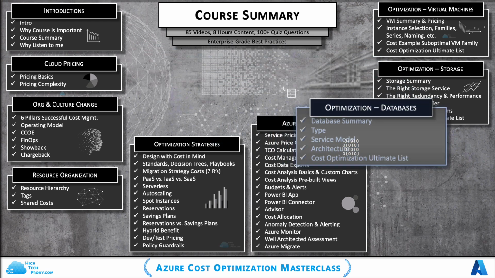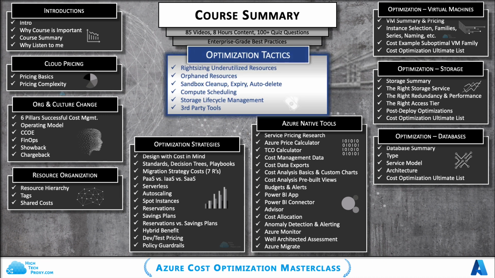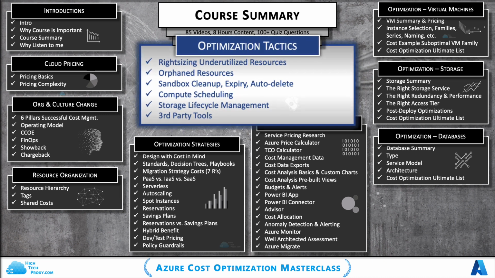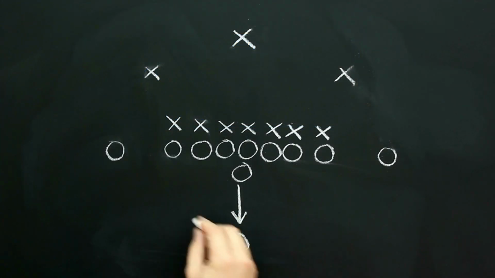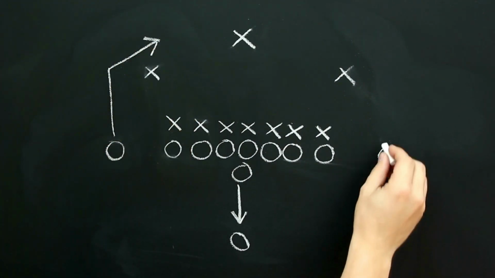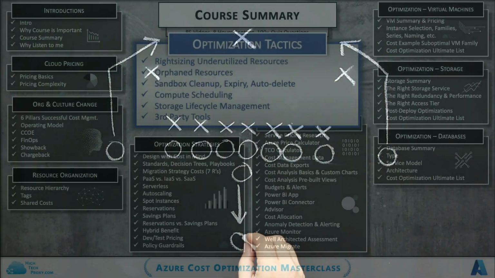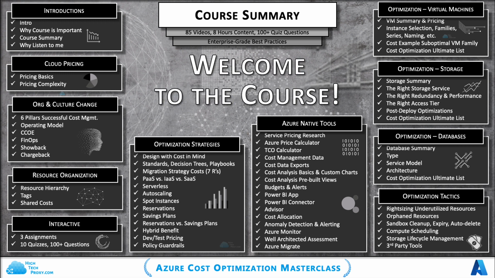In the last section, we're going to cover how to implement some of the fundamental cost optimizations. I'll finish by discussing my thoughts on using third-party tooling for Azure cost management. We'll cover things like right-sizing, finding orphaned resources, hosting sandbox environments cost-effectively, scheduling virtual machines, and using storage lifecycle management, and more.